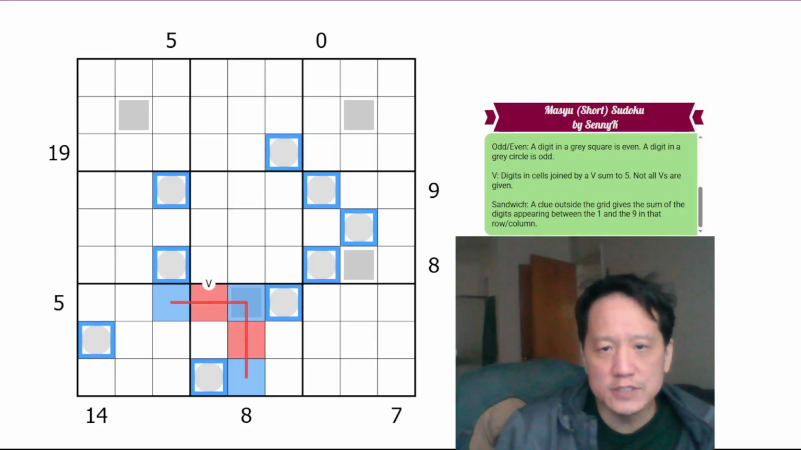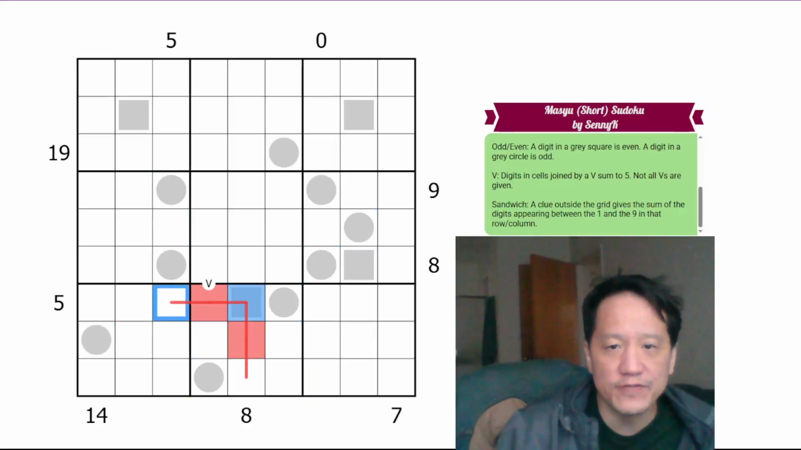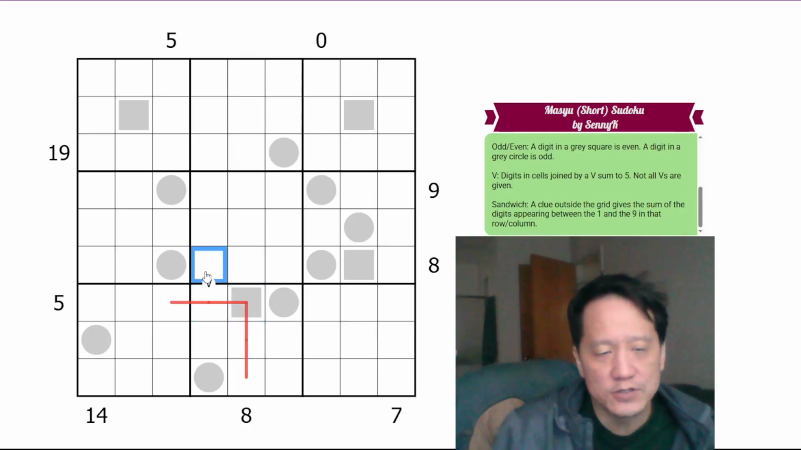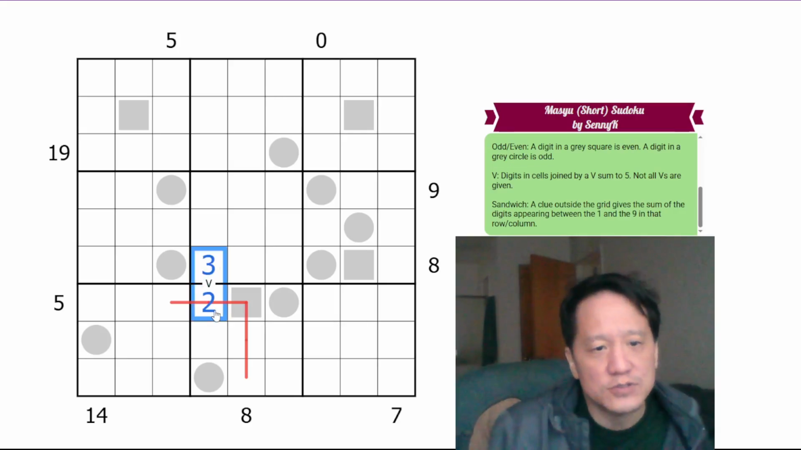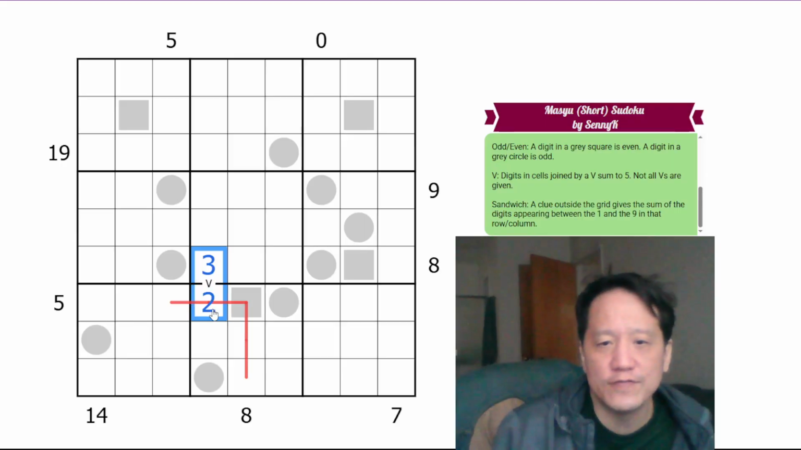We have digits in cells joined by a V summing to 5. Not all V's are given, and there's only one V. So for example, if this were, say, a 3, this would have to be a 2, because these 2 digits must add up to 5.